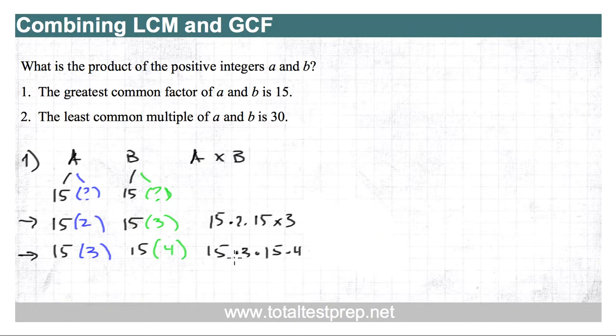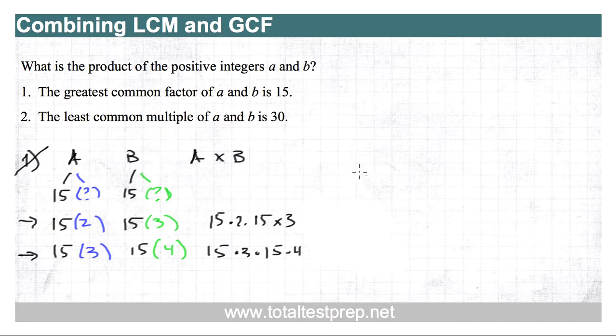Therefore, statement number one is not sufficient. In fact, we can get a and b to be any two sets of numbers we want, as long as they both share a common factor of 15 and no other factor. So because of that, we don't know what the product of a and b is. It could be an infinite number of things.